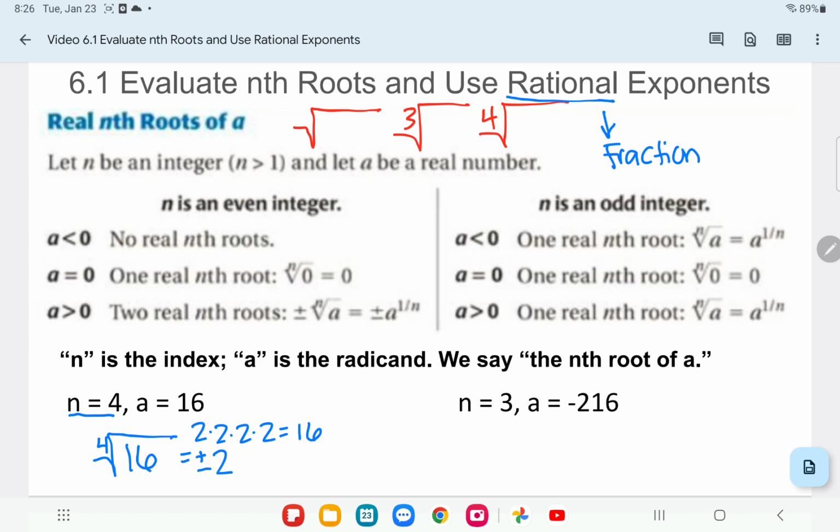Another example of that, we have n equals 3 this time. So this is the cube root of negative 216. Or in other words, what number can you multiply by itself 3 times to get negative 216? And that answer is negative 6. So the cube root of negative 216 would be negative 6.